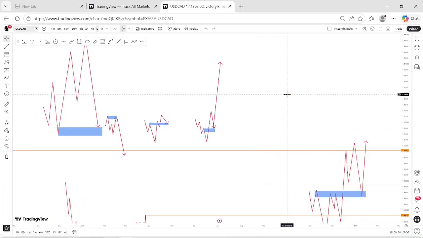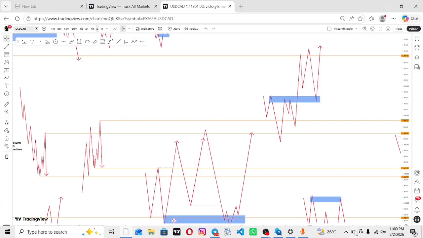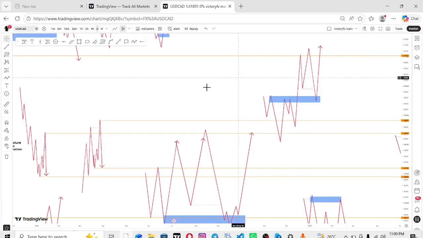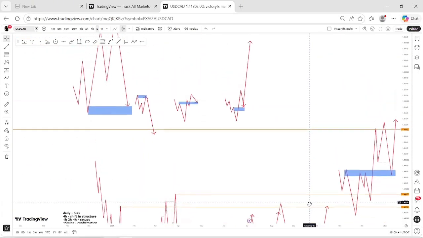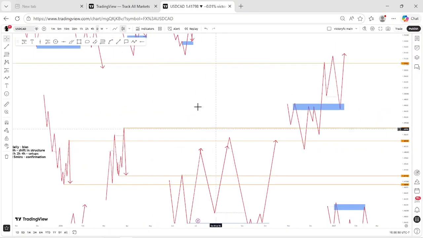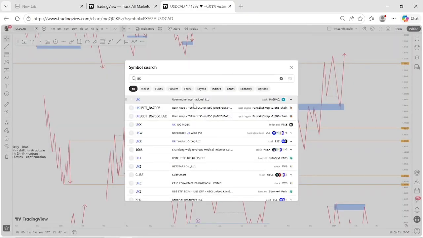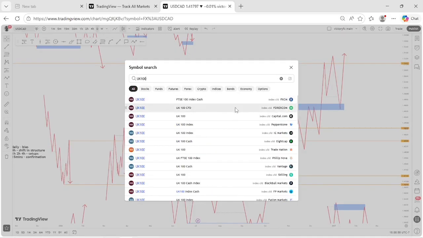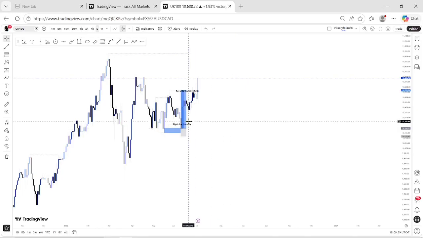So another thing you need to know is the 50% of your POI. Now your point of interest, I think my PC is about to go down. For every point of interest you have, higher time frames hold the larger orders. Let me go over to the chart. Let me use UK 100 as an example. I took this trade right here, so I'll use it as an example.